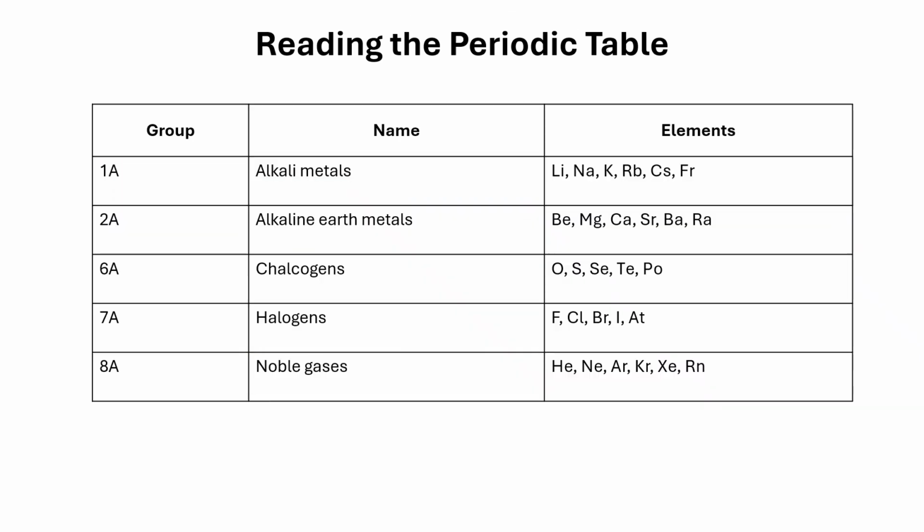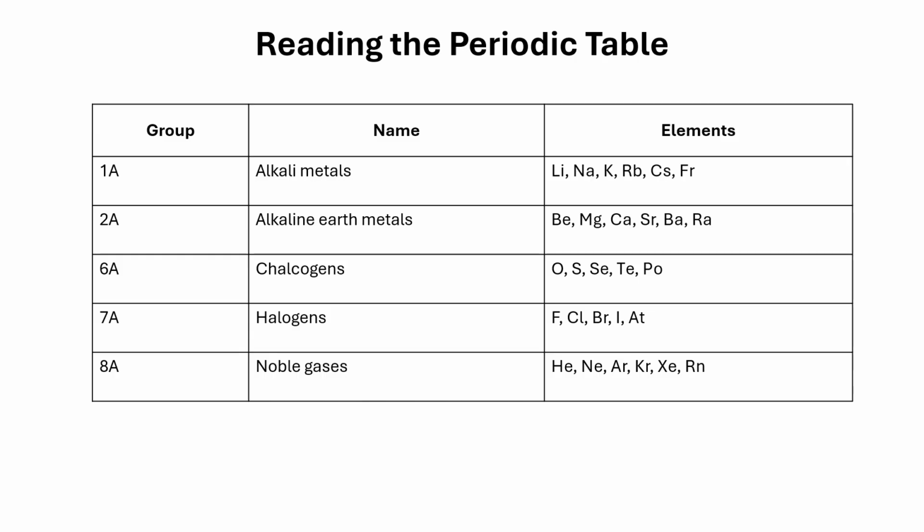In the periodic table, some groups have specific names. Group 1A is called alkali metals. These alkali metals include lithium, sodium, potassium, rubidium, cesium and francium. In the periodic table, if you go down a column, group 1A includes these metals. Group 2A is known as alkaline earth metals.